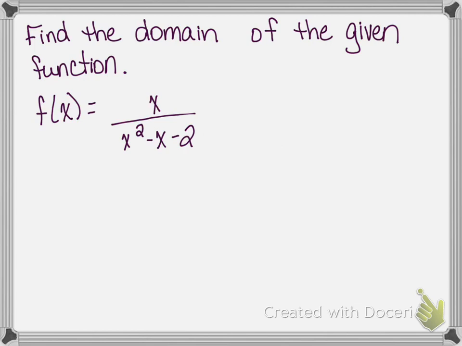Find the domain of the given function. This is called a rational function because we have x's in the denominator. We have variables in the denominator. That's what makes it a rational function. It's also what means we have to limit the domain. Why do we have to limit the domain? What's in the denominator? I have a possibility of zeros in the denominator. So my denominator, x squared minus x minus 2, cannot be what?